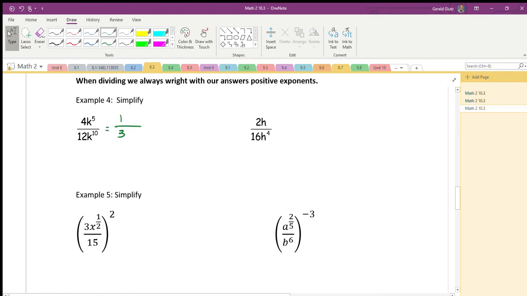Now there's a couple different ways we could do the variable with the exponent. We could just do k to the 5 minus 10, which would be k to the negative 5. One thing I like to do though is look: since these are the same base, they're both k, which exponent is bigger, the top or the bottom? As you can see, the bottom is bigger, so that means k is going to stay on the bottom. And then what is the difference between the two exponents? 10 minus 5 would be 5.